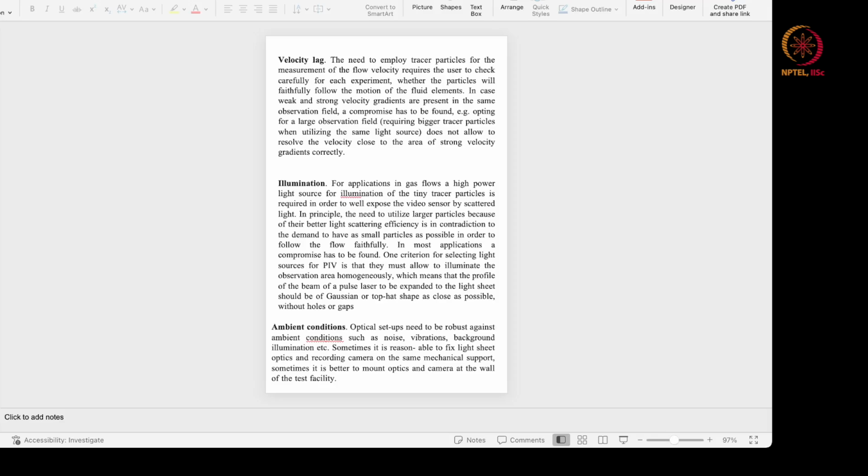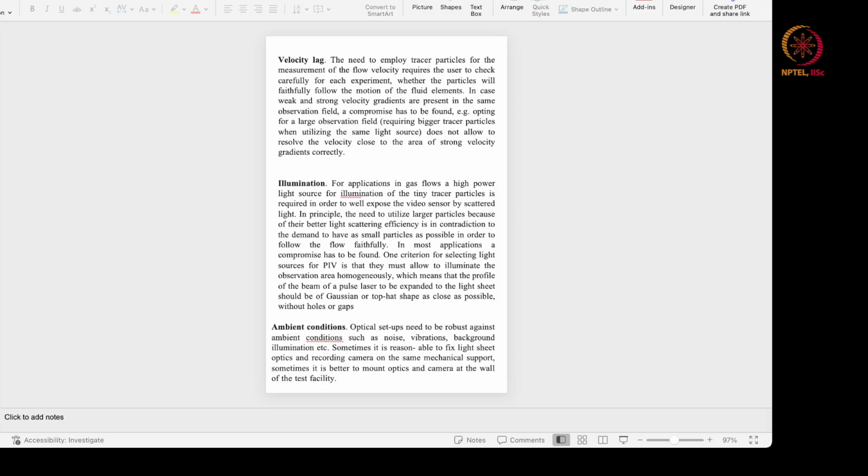Now, the other thing is that when you employ tracer particles for the flow velocity, we need to check for each experiment whether these particles will faithfully follow the flow field or not. Otherwise, the purpose is defeated, because if the particles do not follow the flow field, you are measuring the velocity of the particles and not the flow. In case of weak and strong velocity gradients, when there is a very weak velocity gradient and strong velocity in the same observational field, you have to have a compromise.